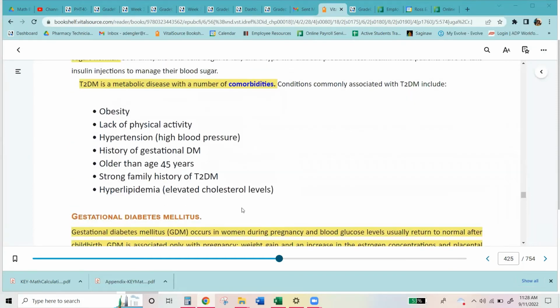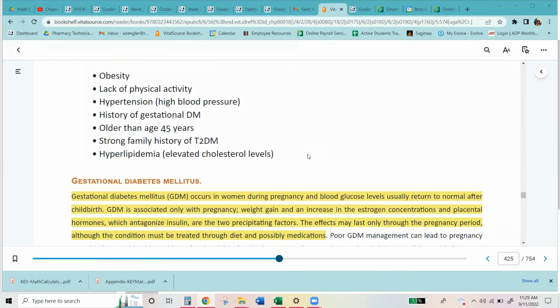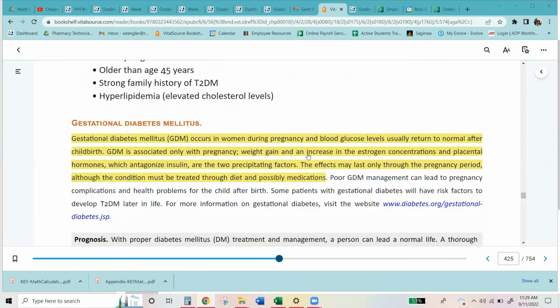And here's conditions. We kind of already went over that. Strong family history is one of them, older than 45. History of gestational diabetes, meaning diabetes when you're pregnant. So if younger and earlier in life you have children and you get gestational diabetes, you're more at risk for getting type 2 diabetes later on in life. Lack of physical activity, obesity, hypertension, hyperlipidemia, those all are conditions associated with that.